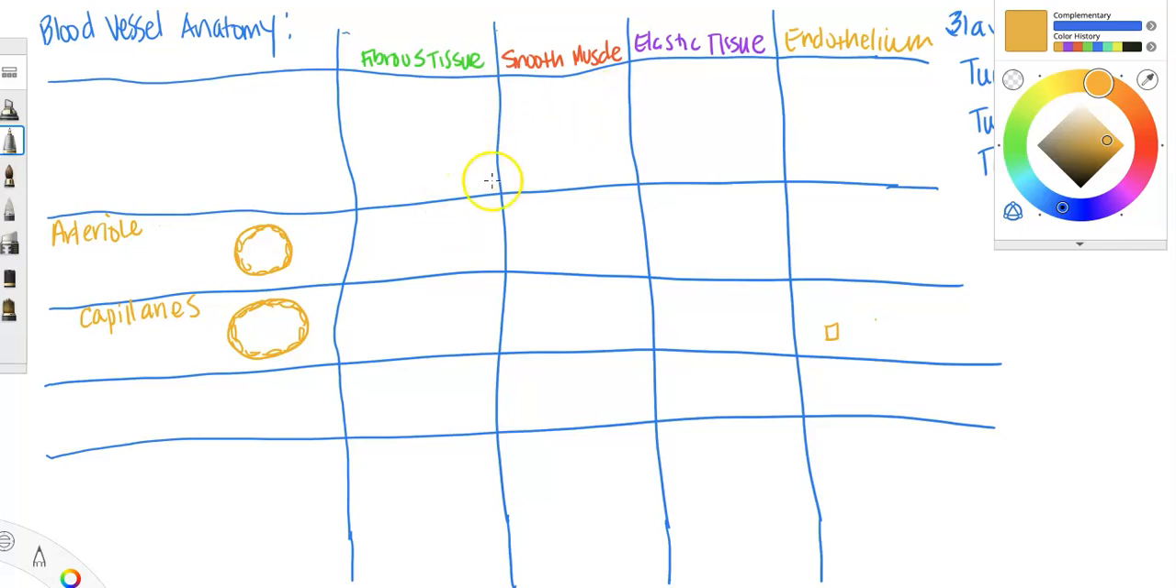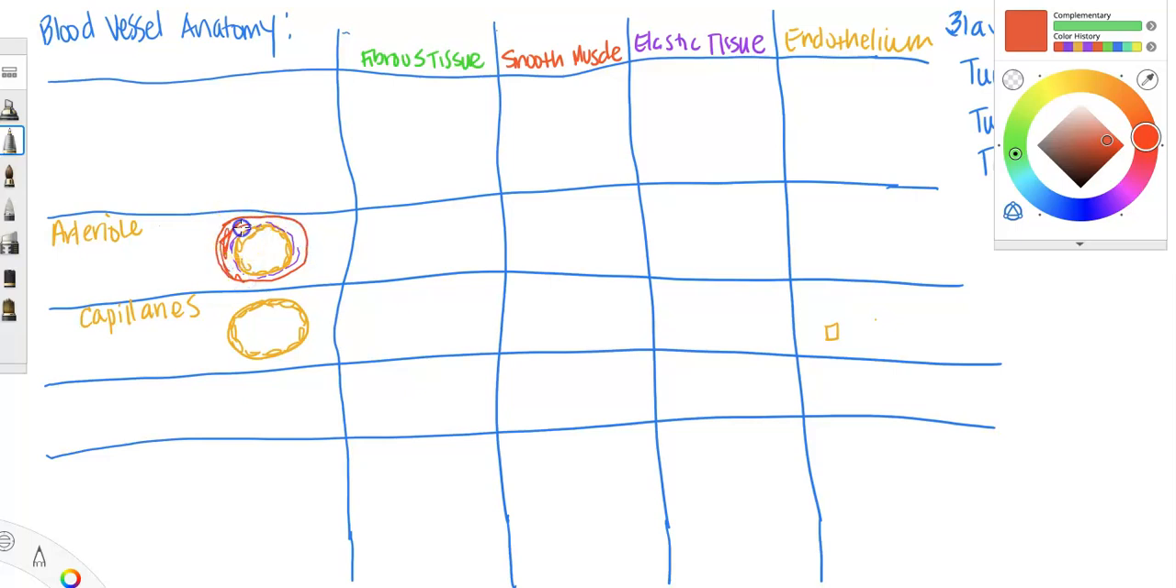And it has a very small amount of elastic tissue. Like I'm barely even gonna put it in here. It's a very small amount. Again, capillaries don't have elastic tissue, don't have anything else. Basically, they only have endothelium. So an arteriole has that endothelium. It has a little bit of elastic tissue. And then it also has a decent amount of smooth muscle.